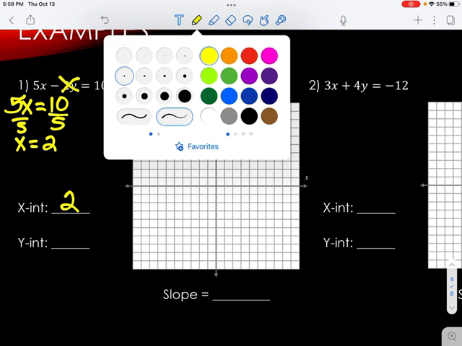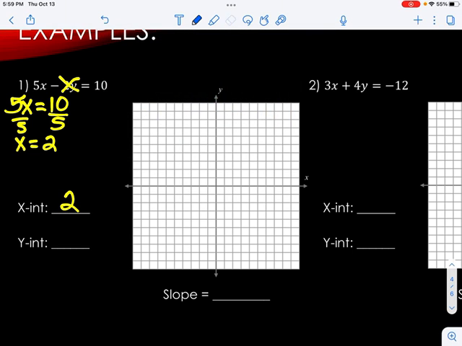Okay, so then how do I find the y-intercept? To find the y-intercept, I plug 0 in for x, and I solve this equation now. So I divide negative 2 on both sides, and you would end up with y equals negative 5.